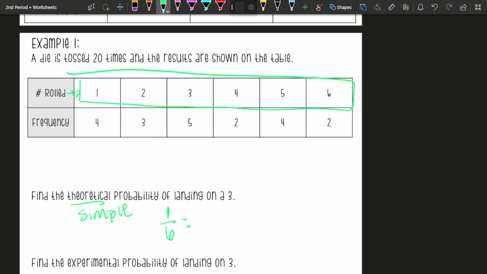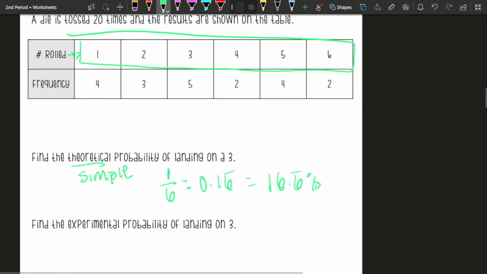And what is 1 out of 6 as a decimal? 0.16 repeating. Because it's repeating. When you do division, it'll keep repeating. It'll be 0.1 and 6 repeating. Okay? So that's just the theoretical probability of landing on a 3.